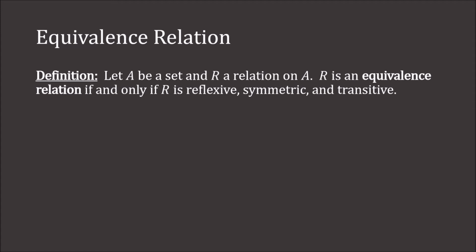So we now define an equivalence relation. Let A be a set and R be a relation on A. R is an equivalence relation if and only if R is reflexive, symmetric, and transitive. So equivalence relations are just simply relations that are all reflexive, symmetric, and transitive.